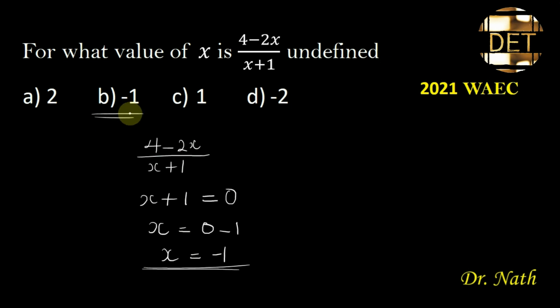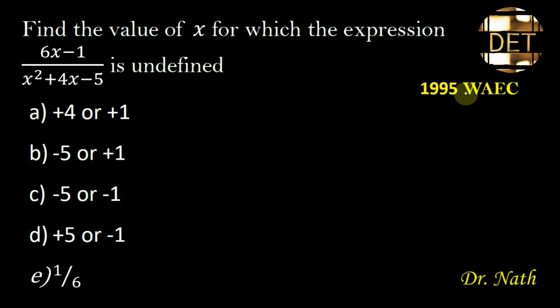Okay, then the other question that we have here is a 1995 Y question. Find the value of x for which the expression 6x minus 1 all over x squared plus 4x minus 5 is undefined. So we're looking for the value of x for which this expression is undefined. And these are the options.